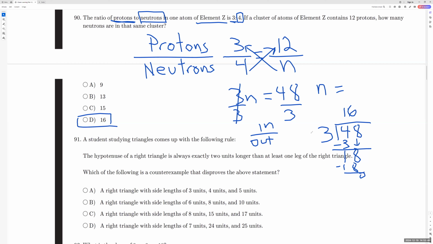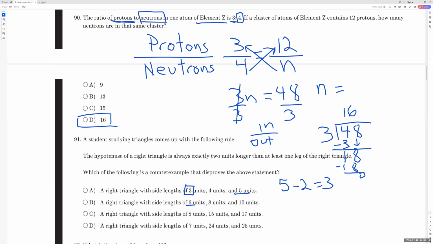91, a student comes up with the following rule that the hypotenuse of a right triangle is always exactly 2 units longer. All right, so let's see if this is true. So the hypotenuse is the largest side. So in this case, it's 5 for A, 5. So let me see, if it was 2 units longer, when I subtract 2, I'm gonna get 3, and indeed, I have a 3 here, so maybe this student is right.